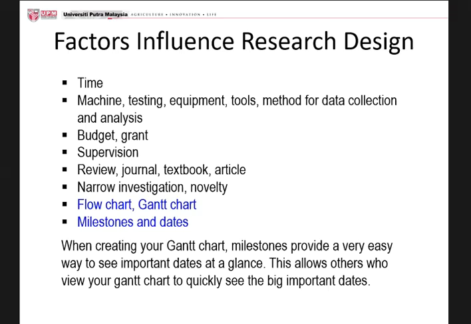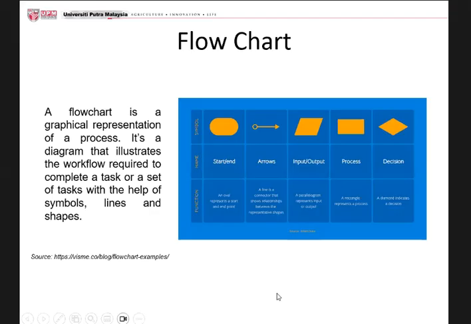Is it that the time requires more? Then you have to change, and you have to be aware earlier. You cannot just be aware after 3 semesters. You've got to finish in 4 semesters, so you've got to plan. When creating your Gantt chart, milestones provide an easy way to see important dates in advance. This allows others who view your Gantt chart to quickly see the big important dates. Okay, so flowchart.